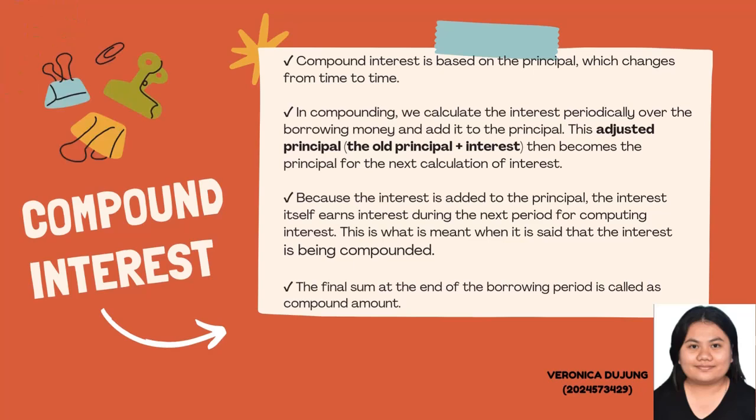Compound interest. Compound interest is based on the principle which changes from time to time. In compounding, we calculate the interest periodically over the borrowing money and add it to the principal. Because the interest is added to the principal, the interest itself earns interest during the next period for computing interest. This is what is meant when it is said that the interest is being compounded. The final sum at the end of the borrowing period is called the compound amount.